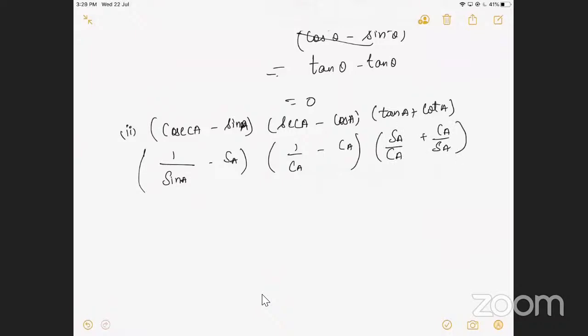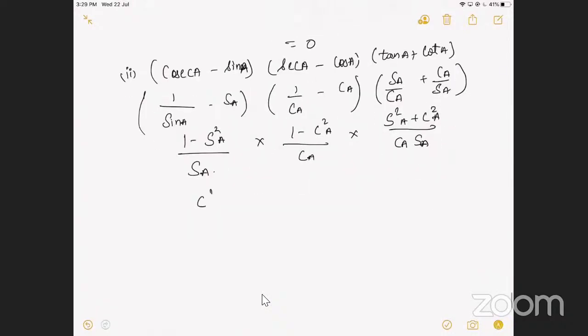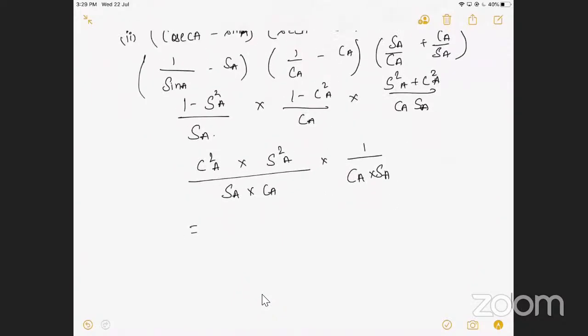Okay. So then we'll take LCM: 1 minus sin square A upon sin A, 1 minus cos square A upon cos A, and sin square A plus cos square A upon cos A sin A. So then we can write 1 minus sin square A as cos square A, into sin square A upon sin A into cos A into 1 upon cos A sin A. So then we can cut. So the answer is 1.